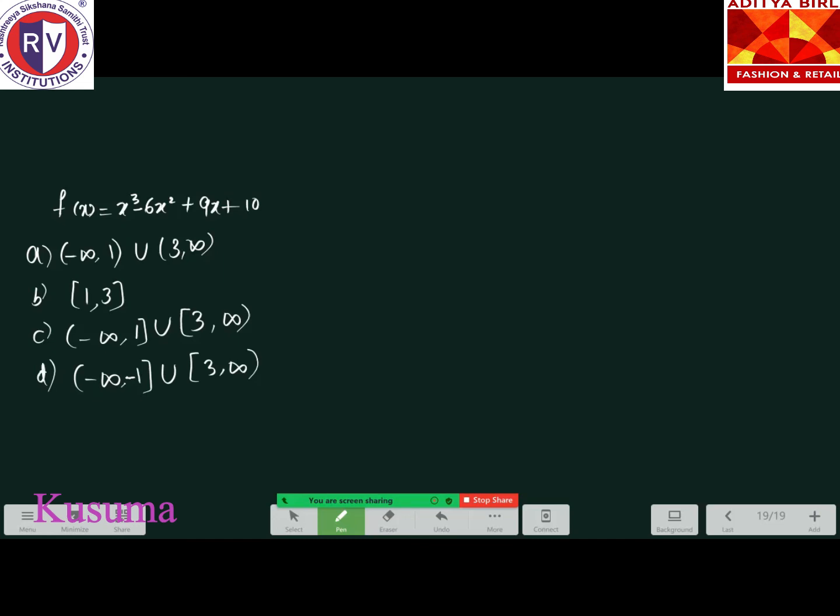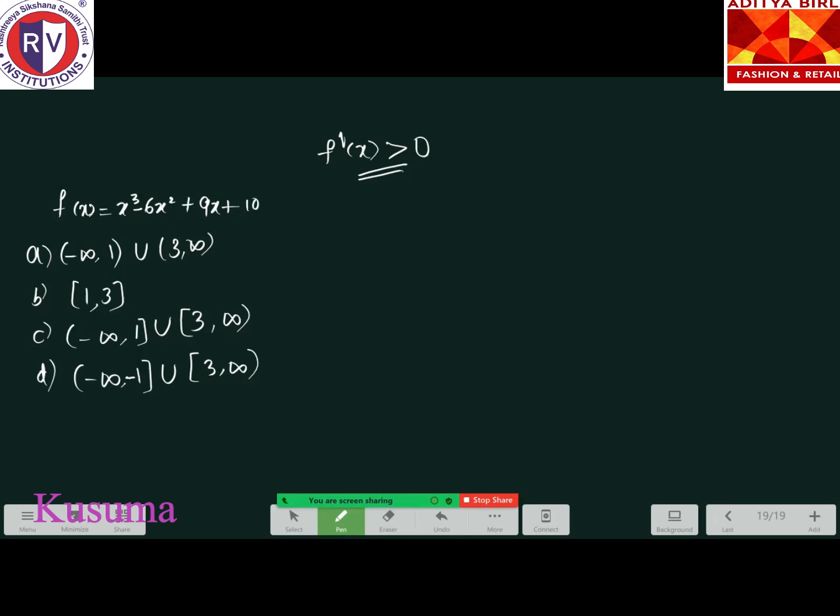You have to find out the interval in which this function is increasing. Okay. So while we were discussing the application of derivatives, I had told you that to find out the interval in which the function is increasing, your f dash of x must be greater than 0. So f dash of x is greater than 0, then the function will be increasing.